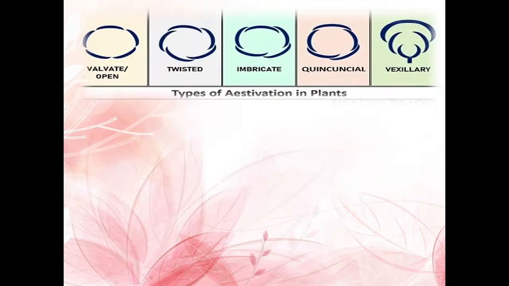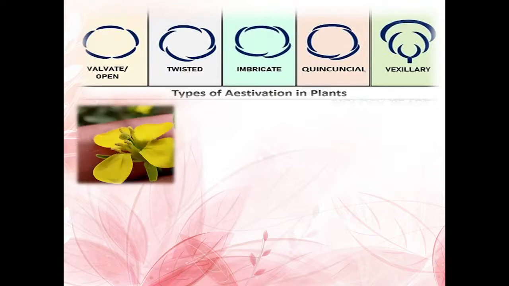Now let's see the examples. See here, we have valvate or open. See, I have told you, no, valvate or open are having the same structure. This is known as the estivation structure. Okay, estivation diagram. Then we have the twisted, imbricate, vexillary. Quincuncial is the part of imbricate only. Okay, quincuncial is the part of imbricate only.